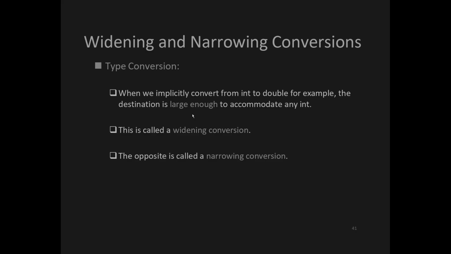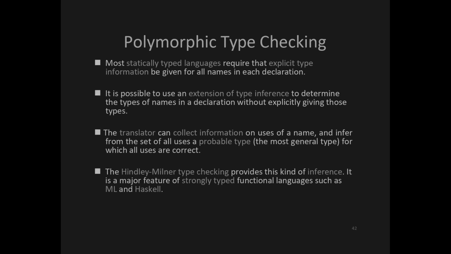And type conversions can be widening or narrowing, okay? And this depends on the data types. So when you're converting from a type that has a wider range of values to a type that has a smaller range of values, then that's a narrowing conversion. If you're going the other way around, then that's a widening conversion.